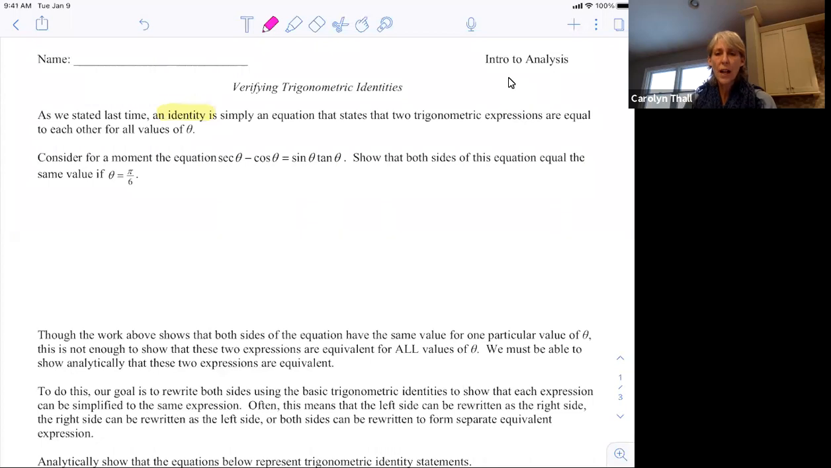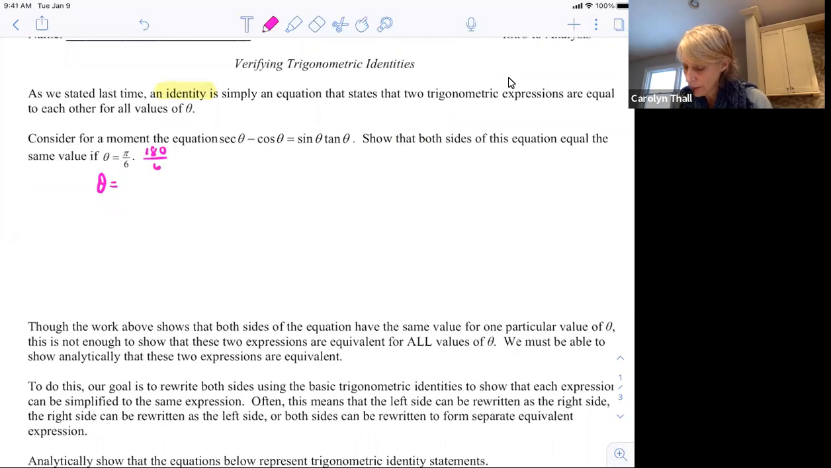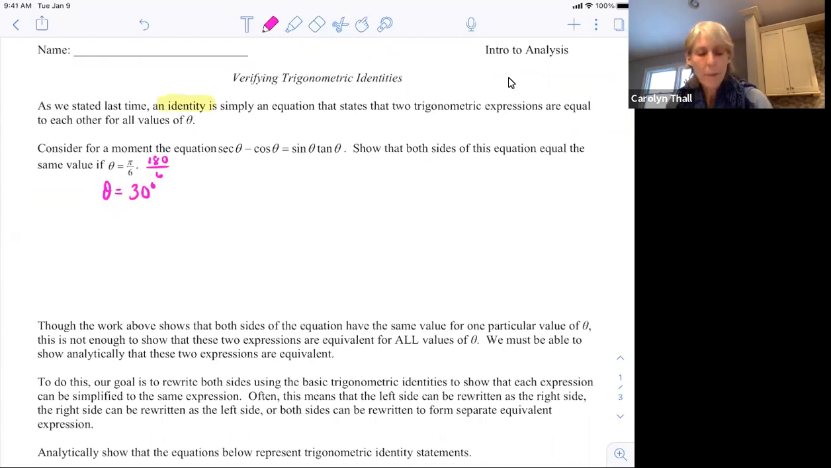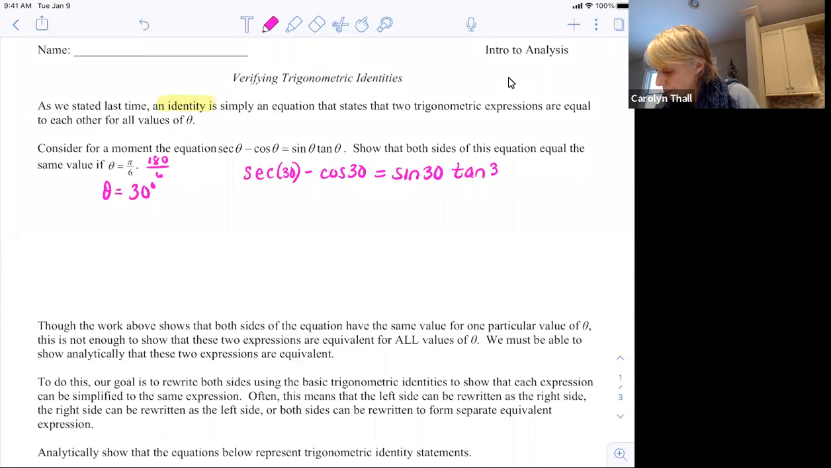Let's show that both sides of the equation will be equal to the same value if theta equals pi over 6. And by now, you guys know whenever we see radian measure, we usually convert it. So we're talking about a 30-degree angle. So we want to show that the secant of 30 degrees minus the cosine of 30 equals sine 30 times the tangent of 30.